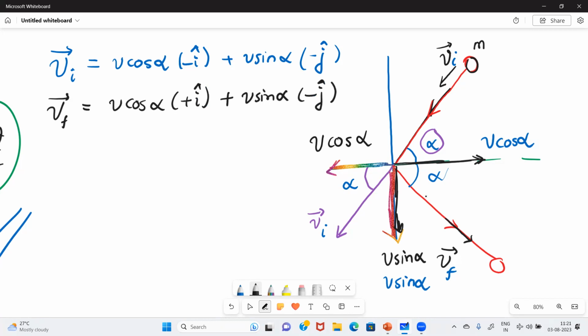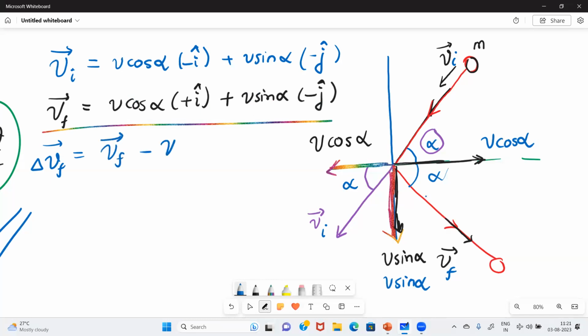Clear, guys? Yes. Now, I want to find the change in velocity. What is change in velocity, students? Final velocity minus initial velocity. So you have to subtract 2 minus 1 or 1 minus 2. Second equation minus first equation or first equation minus second equation? Second equation minus first equation.